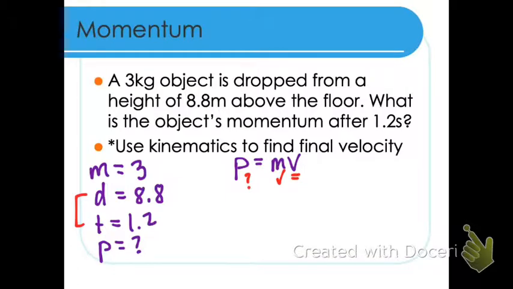I think I can use the first one. A is negative 9.8. You can either use the third or the first. It doesn't really matter which one you use. No, we can't use the second because we need a final velocity. So you can use either one. Let's see if we get them to come out the same. VF equals 0 plus negative 9.8 times 1.2. Negative 11.76.